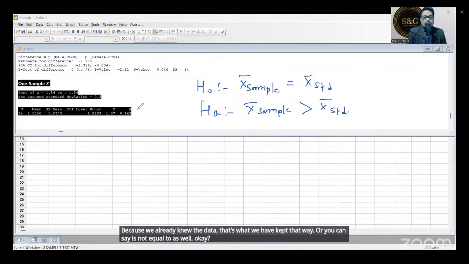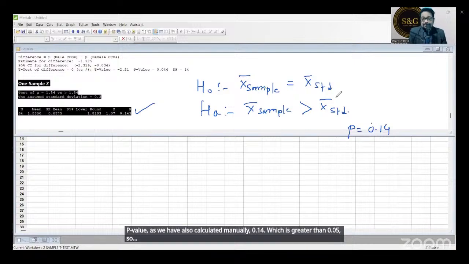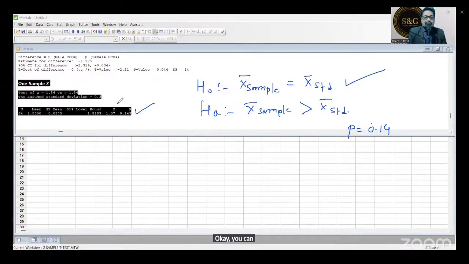Now, can you see the p-value here? The p-value, as we have also calculated manually, is 0.14, which is greater than 0.05. So we cannot reject the null hypothesis. So we are saying there is no statistically significant difference between the sample and the standard. You can see the calculated Z value is also 1.07 and the p-value 0.143.